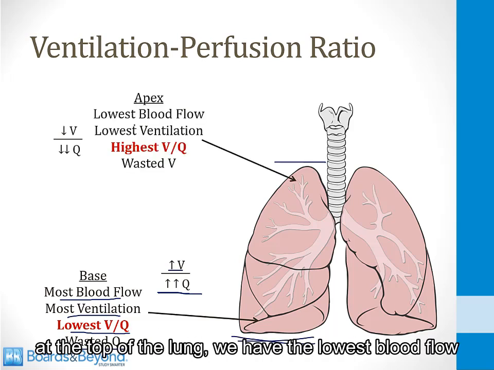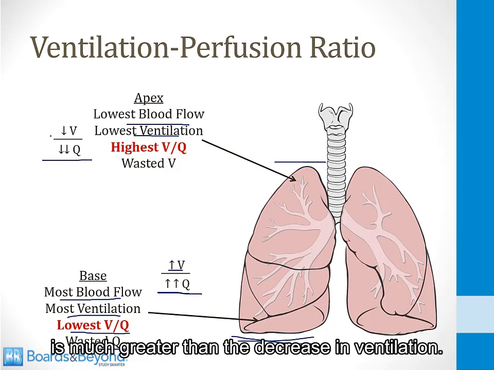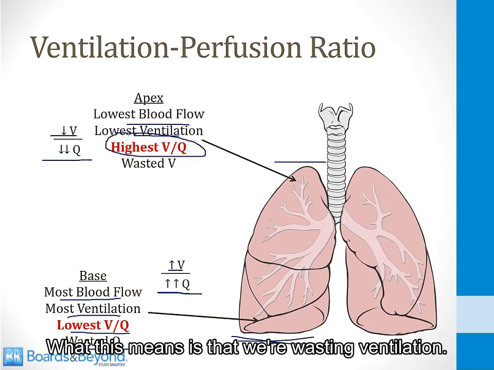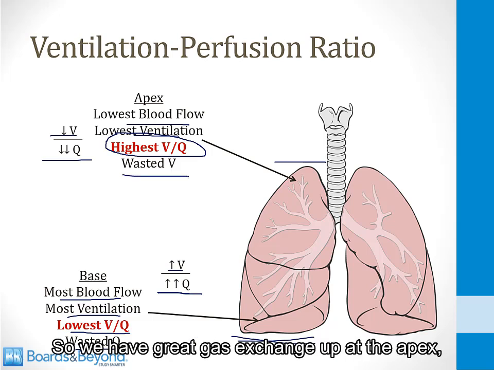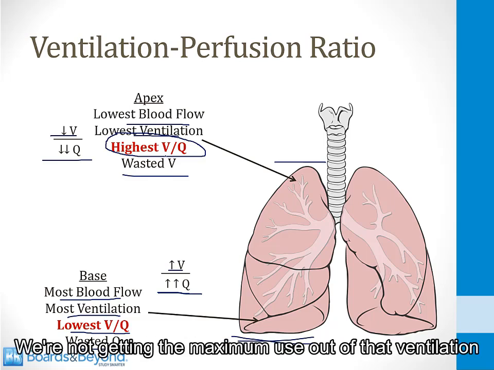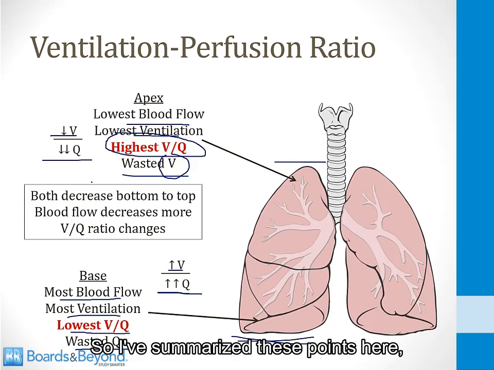At the top of the lung, we have the lowest blood flow and the lowest ventilation, but once again, the decrease in blood flow is much greater than the decrease in ventilation. Therefore, at the apex of the lung, we have the highest VQ ratio. What this means is that we're wasting ventilation, so we have great gas exchange up at the apex, but very little blood is going through there. We're not getting the maximal use out of that ventilation because the amount of blood flow is so small up at the apex. So I've summarized these points here.